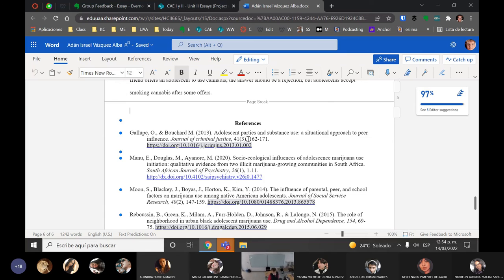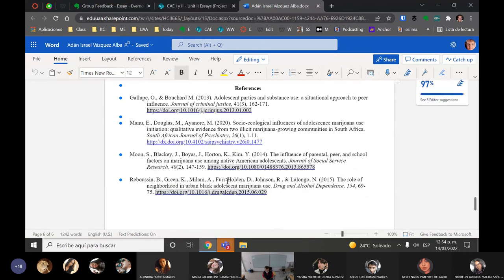We have single space within each reference, double space between each reference, single space within each reference, double space between each reference, and no more than double space. Again, I see some examples of extra space between these. So this is a good example right here. There's no extra space. It's the way it should be.